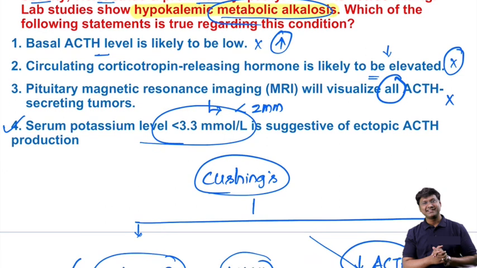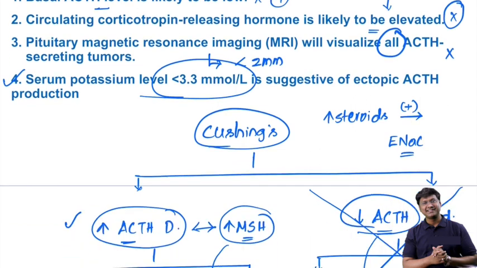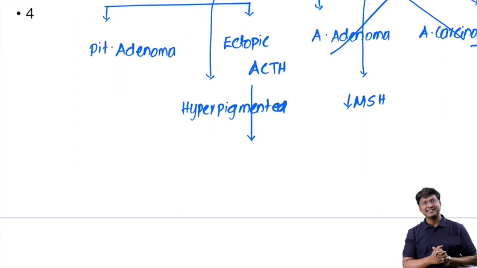Now, how it will cause hypokalemic metabolic alkalosis is, when steroids are produced in excess quantity, this excess of steroids will go and stimulate the epithelial sodium channels. When epithelial sodium channels are stimulated, there will be increase in sodium and water retention. There will be decrease in K plus and decrease in H plus, and this will cause the hypokalemic metabolic alkalosis.